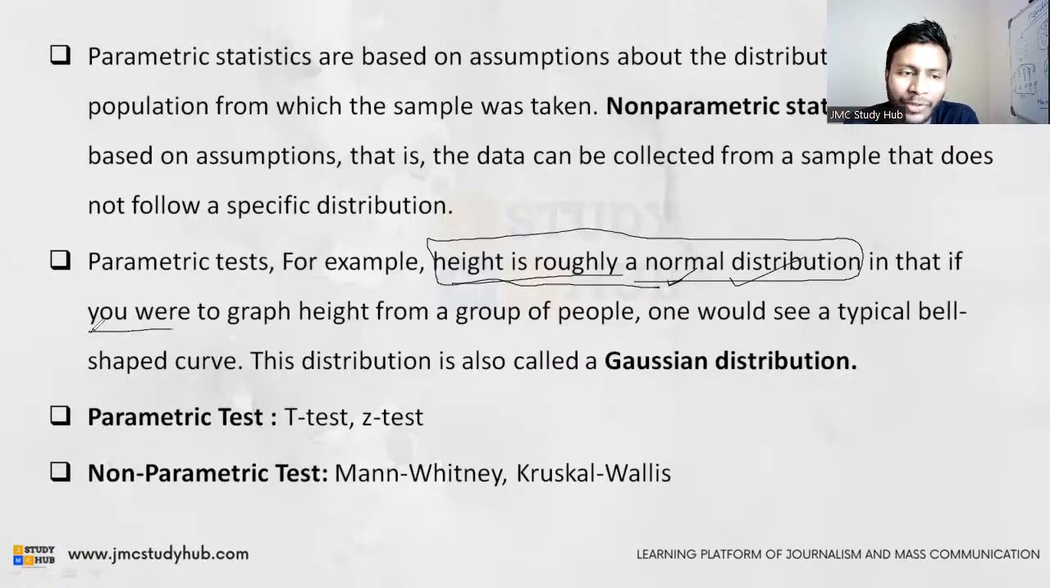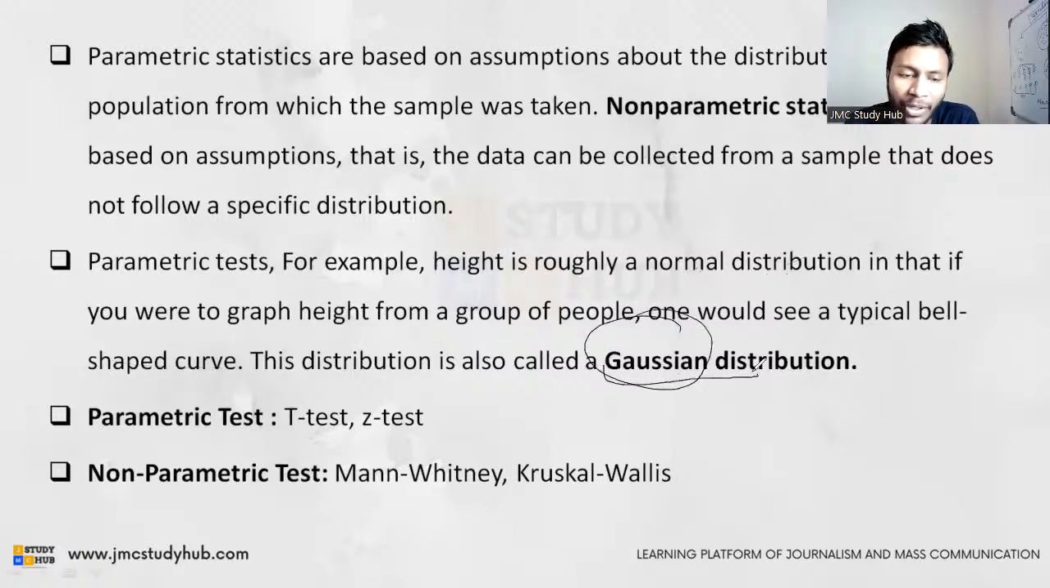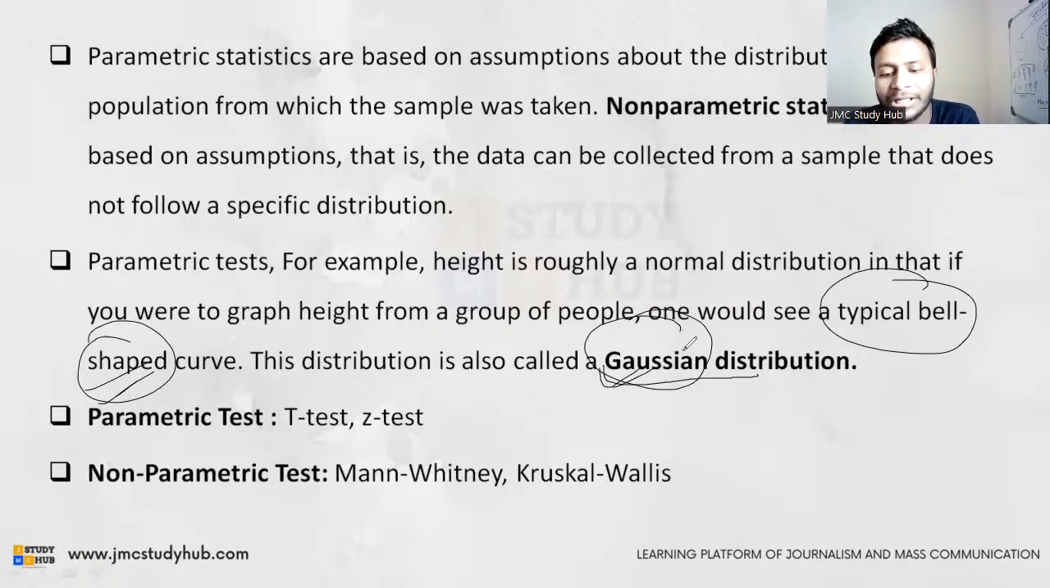Okay, in that if you were to graph height from a group of people, one would see a typical bell-shaped curve. This distribution is also called Gaussian distribution, we also call this Gaussian distribution, okay. So Gaussian distribution is also important, please note it. When it makes the typical bell-shaped curve, if this term comes, then definitely this is also called the Gaussian distribution. We call it Gaussian distribution when the graph makes the typical bell-shaped curve, then the distribution of that population will be called Gaussian distribution.